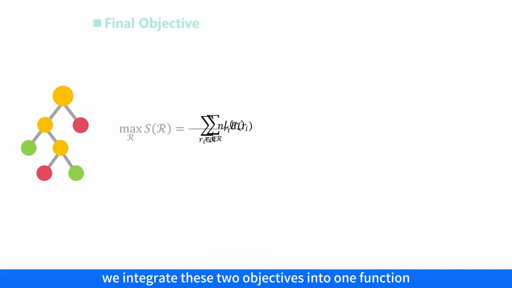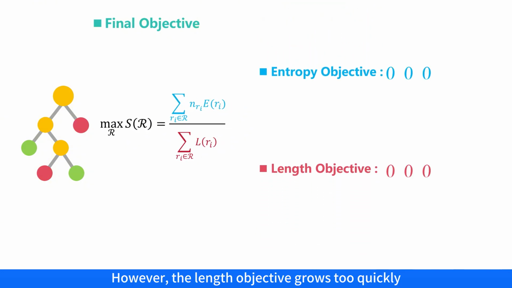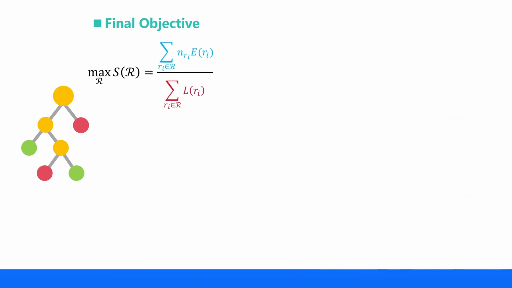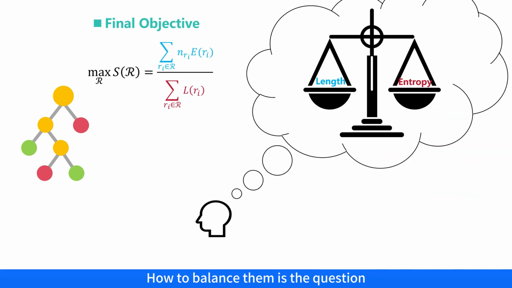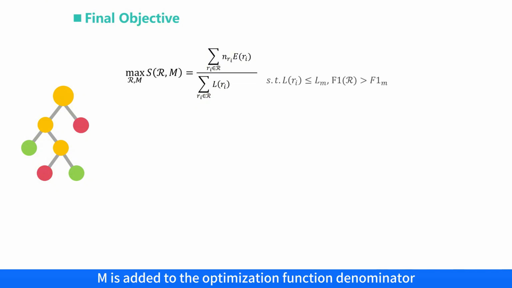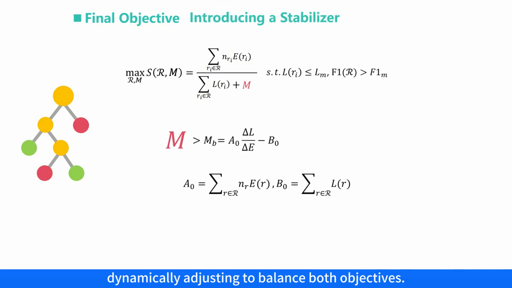Finally, we integrate these two objectives into one function. However, the length objective grows too quickly, causing premature termination of optimization. How to balance them is the question. We introduce the stabilizer to address this. M is added to the optimization function denominator, dynamically adjusting to balance both objectives. Its value is calculated by the boundary stabilizer.